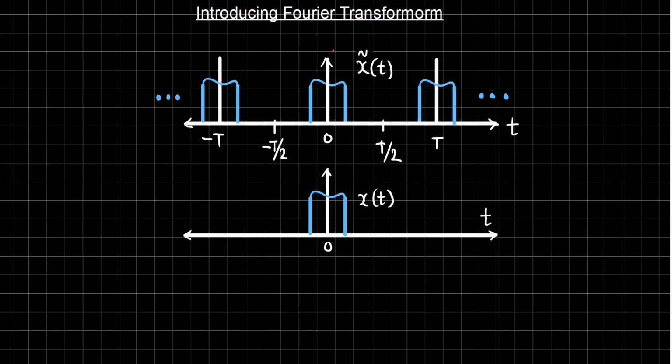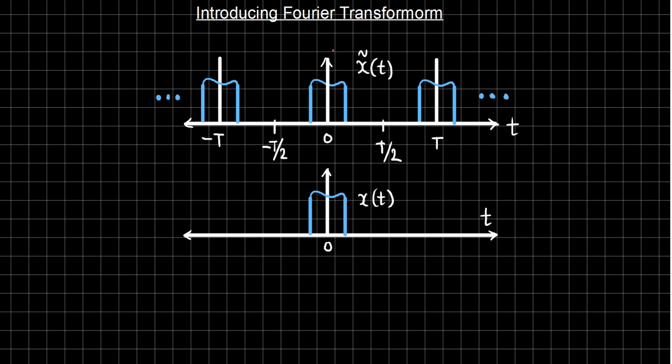Now our aim is to make a similar kind of representation for an aperiodic signal. So in order to differentiate between the notations, I have used x of t as the signal that is aperiodic. You can see that this signal, which is not periodic in nature, can be considered as a signal that is periodic with a period T tending to infinity.